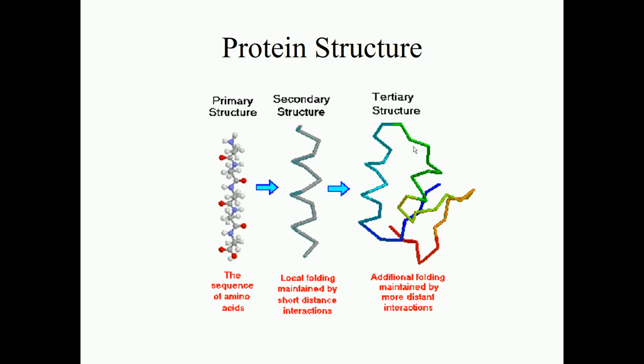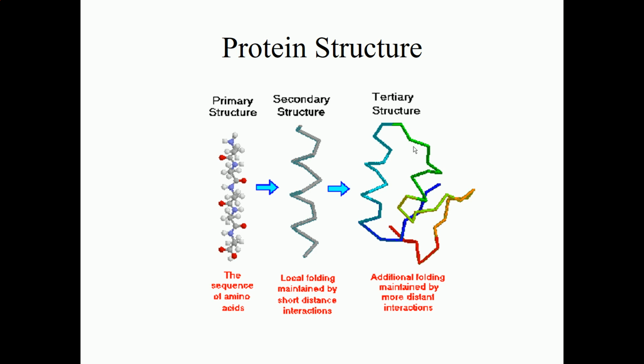A point to know here is there are various kinds of proteins, and these proteins are made of different numbers of polypeptide chains. There are some proteins which are made of only one polypeptide chain. There are some which are made of two polypeptide chains, some which are made of three, and some which are made of four polypeptide chains.